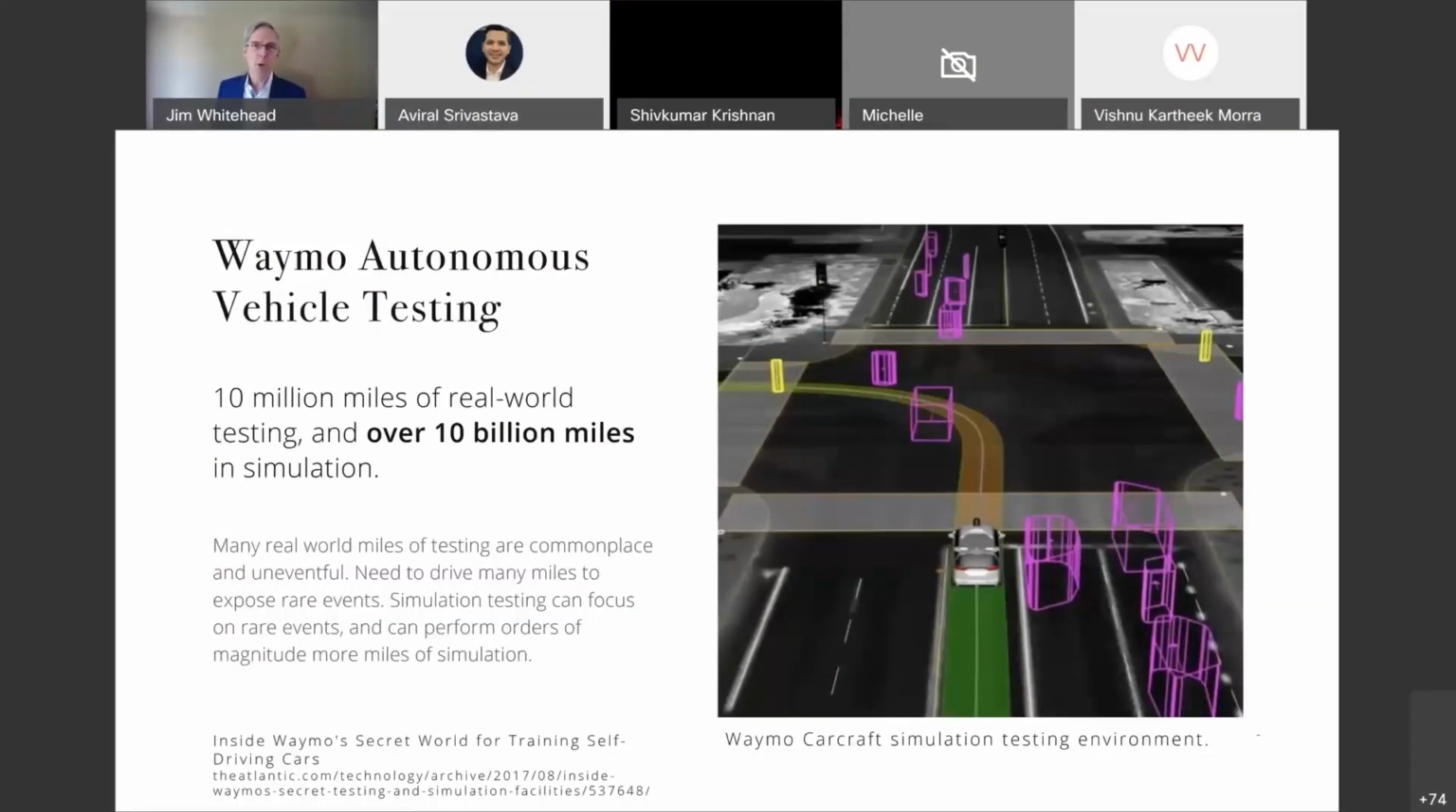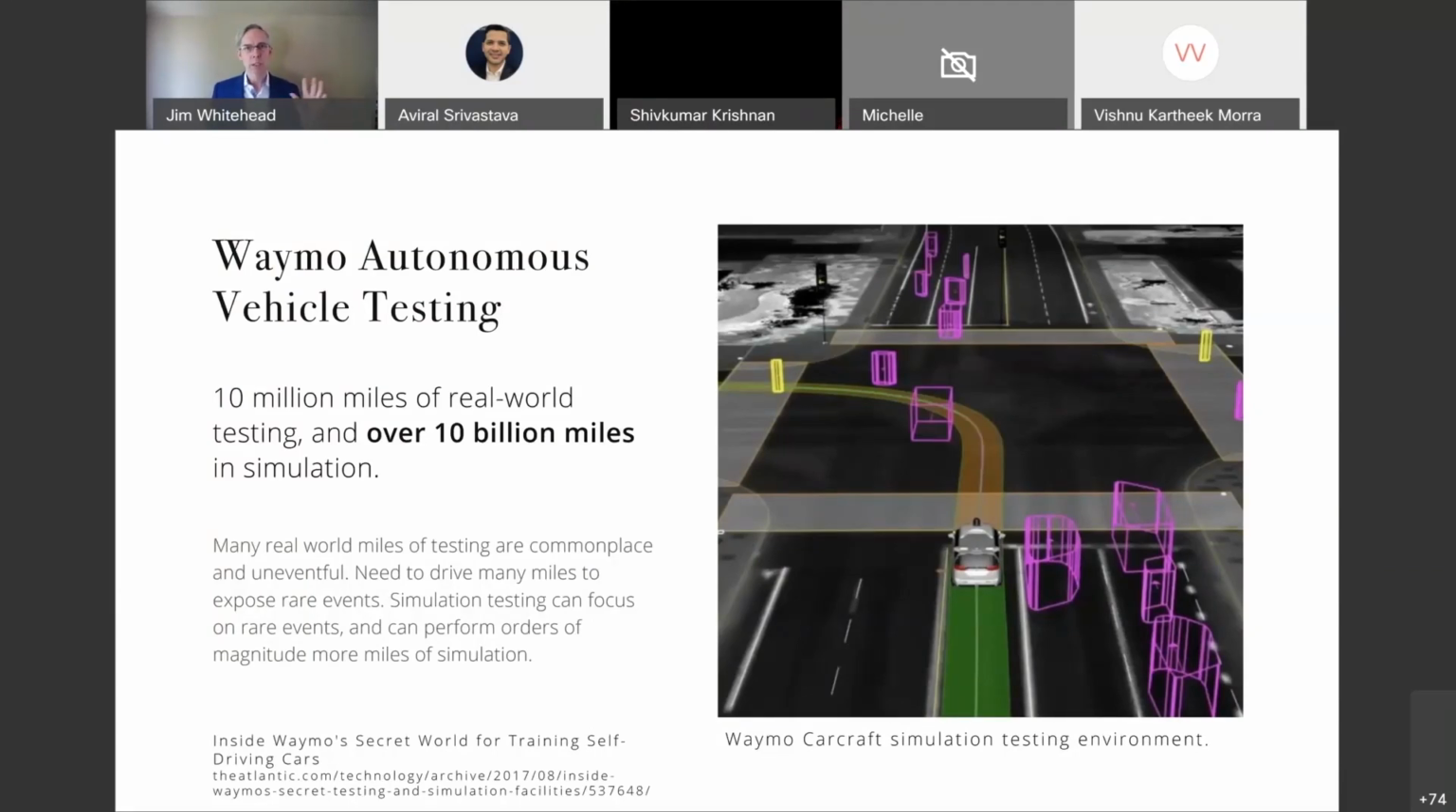Waymo, in the area of autonomous vehicles, is probably the company that's furthest ahead in using this kind of synthetic data approach. They've done a tremendous amount of real world testing. They've driven their cars over 10 million miles, and this is data from 2 years ago. It's very possible it's much, much higher at this point. That's a big number, but they've driven even more. They've driven over 10 billion miles in simulation.